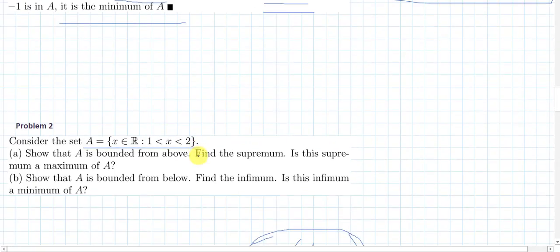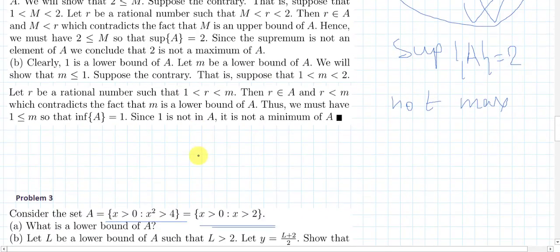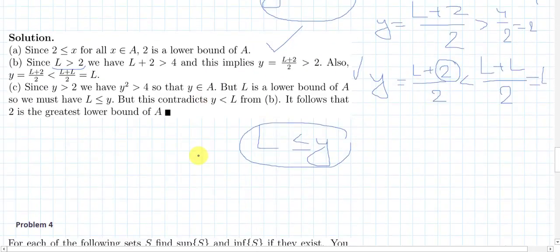So I think it's clear with supremum, infimum, and maximum, minimum.